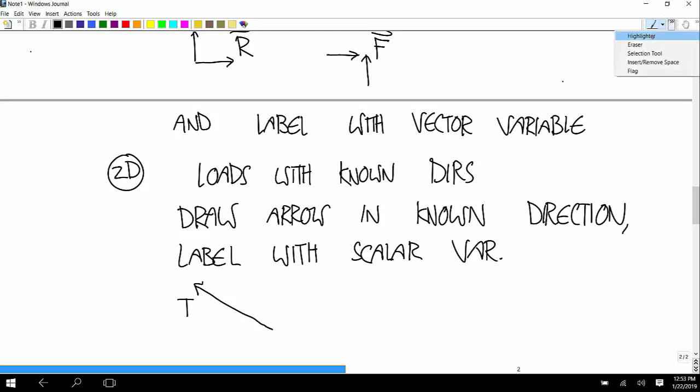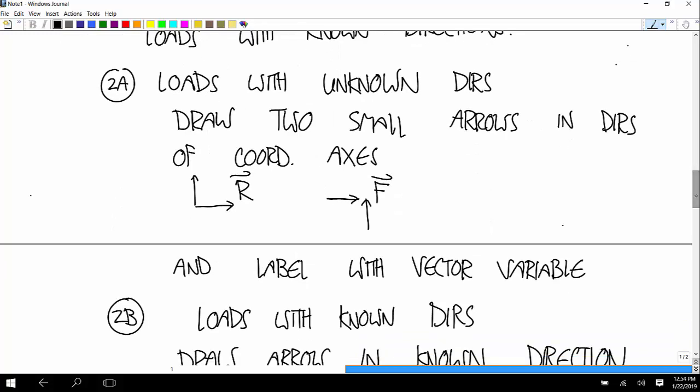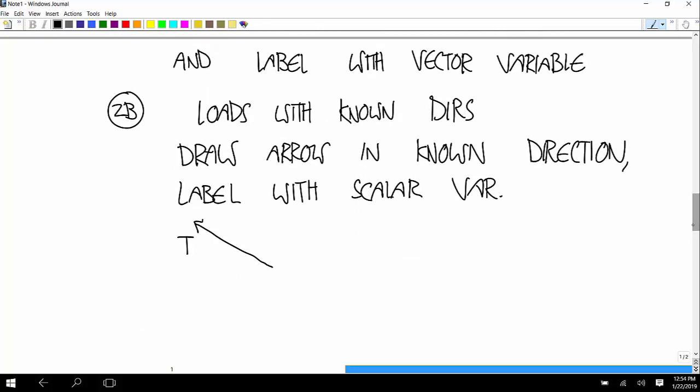Because I'm stupid. And then what else is wrong? Right here, I'm sort of thinking of all this in terms of 2D problems. That's what we'll do most of. But in 3D problems, you'll draw three axis directions. Okay.